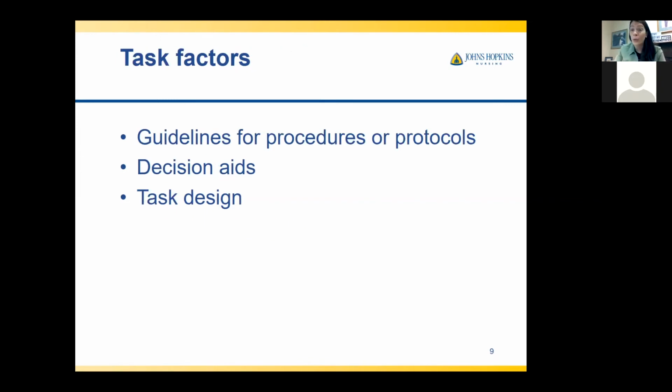Task factors could include procedures or protocols, any decision aids that we might have, or even the design of the task at hand. Our policy here at this organization is to scan and then give the medication, not give the medication, then check your computer. So that could definitely be a major contributing factor to this patient safety event that we're talking about, just the scanning and alert and not closing out anything on the computer during the time of medication administration.